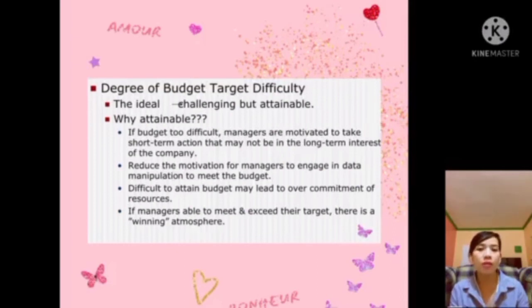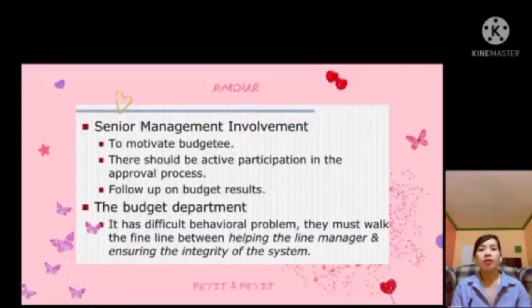If managers are able to meet and exceed their targets, there is a winning atmosphere. Senior management involvement is to motivate budgeting, and there should be active participation in the approval process, then follow up on the budget results. The budget department has a difficult behavioral problem. They must walk the fine line between helping the line manager and ensuring the integrity of the system.